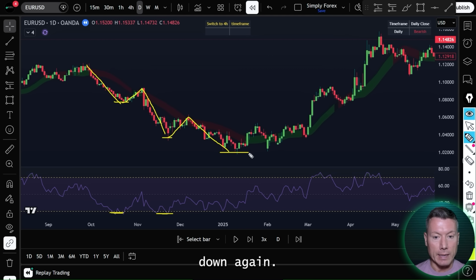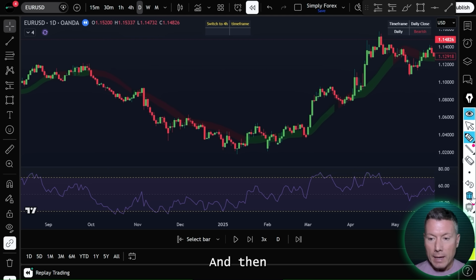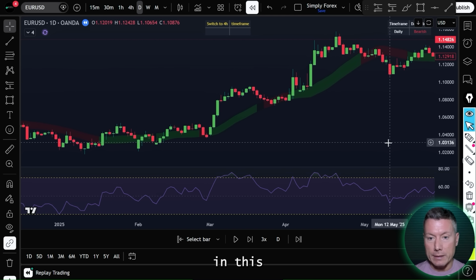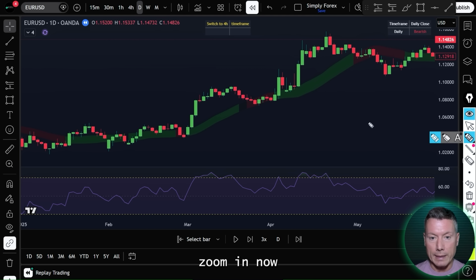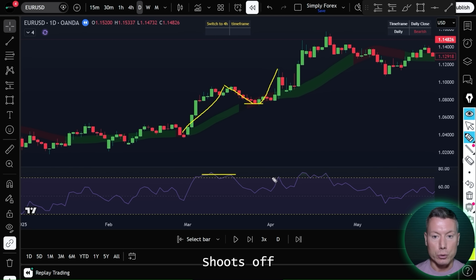Price comes down again. But again, down here, we don't want to sell, right? And you'll have some nice trades until trend changes, right? And then you can see in this uptrend, guys, if we zoom in now, price has hit the 70 level, not interested, pulls back to our river, shoots off, right? Hits the 70 again, pulls back to the river, shoots off.